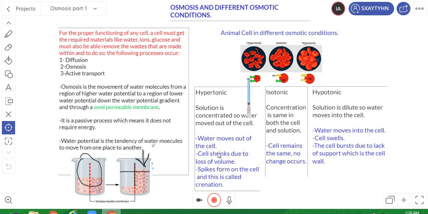as explained in the definition of osmosis. So when water moves out, the cell shrinks due to the loss of volume, and spikes are formed on the cell membrane, and this condition is called crenation. The cell has basically died here.